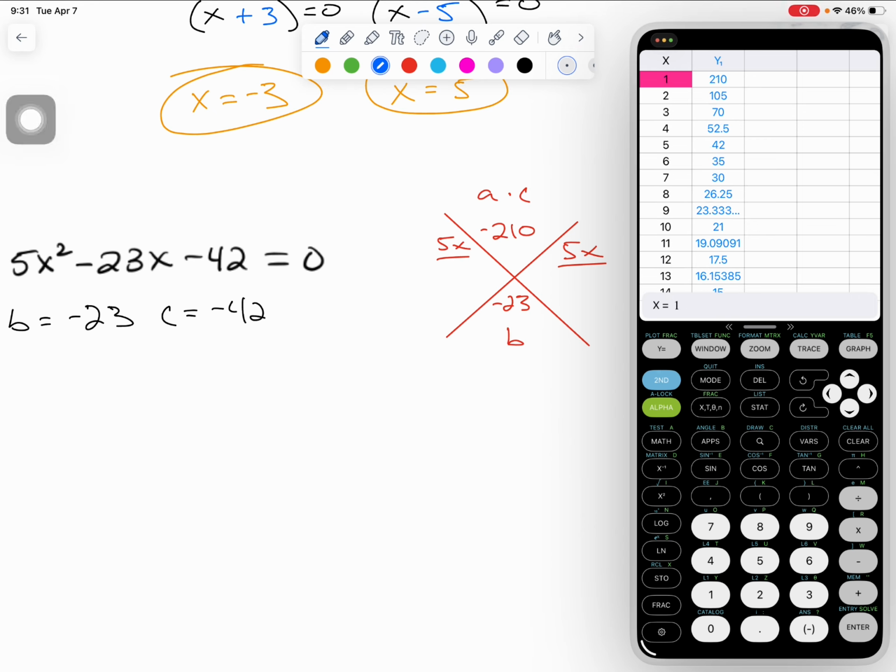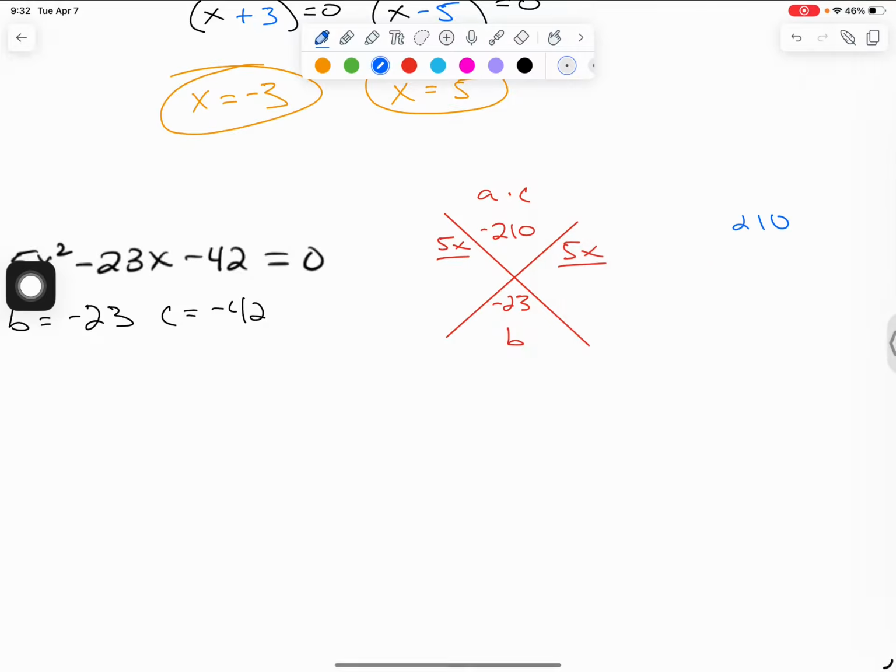A times C is negative, so we need to subtract to get to our B. 210 minus 1 does not work. 105 minus 2 does not work. 70 minus 3 doesn't work. Skip over all decimals. 42 minus 5 is 37. 35 minus 6, 29. 30 minus 7, my goodness, it's 23. It's not negative 23, so we can do 7 minus 30, because 7 times negative 30 gives us negative 210, and 7 minus 30 gives us our negative 23.